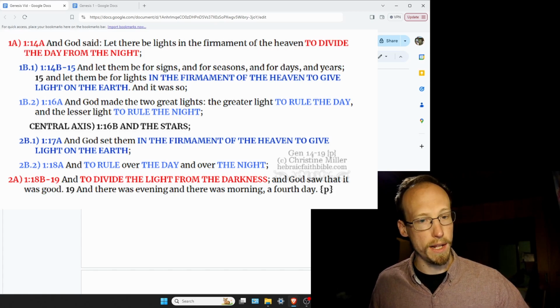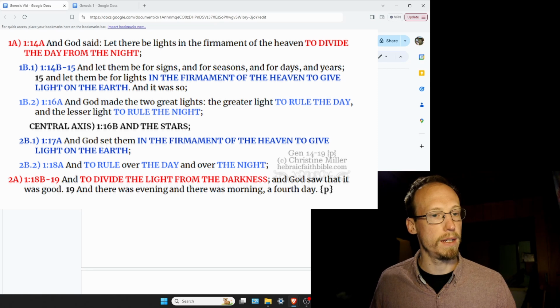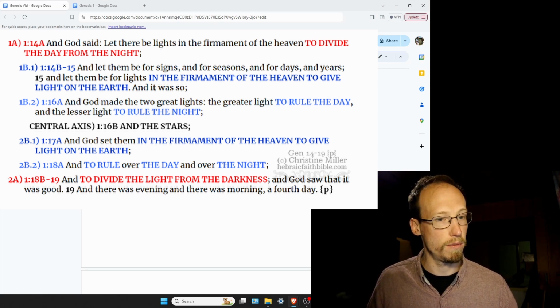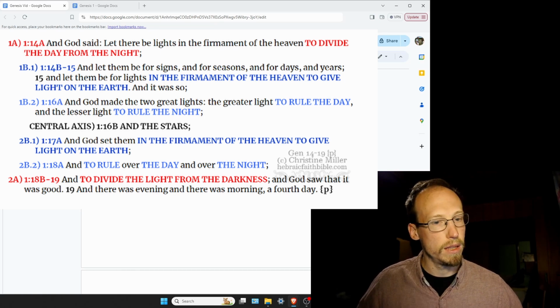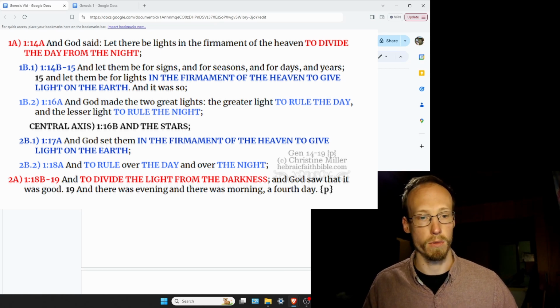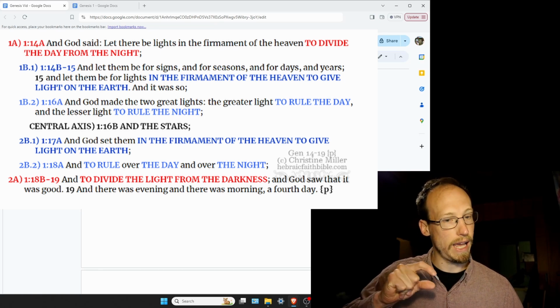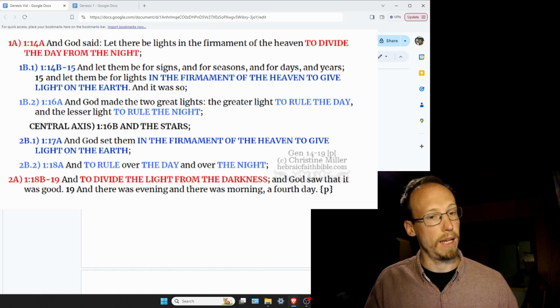Let there be lights in the firmament of the heaven to divide the day from the night. And let them be for signs and for seasons, for days and years, and let them be for lights in the firmament of the heaven to give light on the earth. And it was so. And God made the two great lights, the greater light to rule the day, the lesser light to rule the night, and the stars. And God set them in the firmament of the heaven to give light on the earth, to rule over the day and over the night, and to divide the light from the darkness. And God saw that it was good, and there was evening, and there was morning, the fourth day.